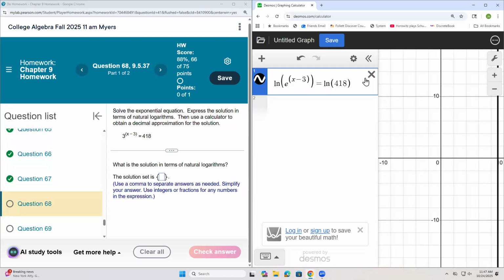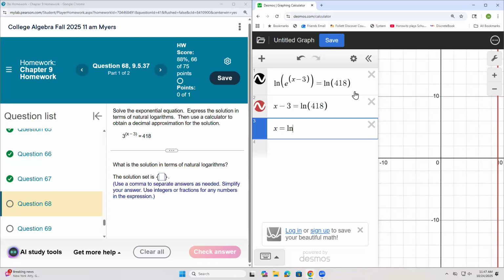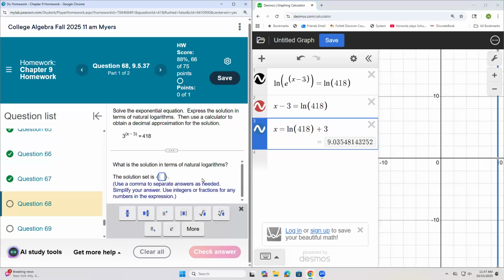So ln of e, what happens to ln of e? To a base of e. ln and then a base of e, what happens to it? They eliminate each other. So the answer is x minus 3 by itself equals ln of 418. Boom. And then how do I get x by itself? By moving the -3 to the other side. So you get ln 418 plus, whoops, not plus 4, plus 3. There we go.